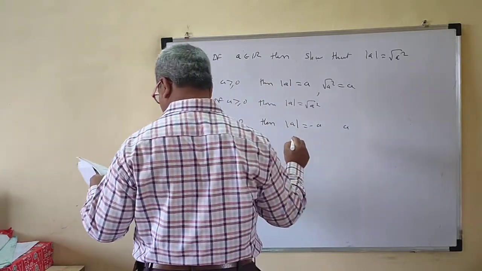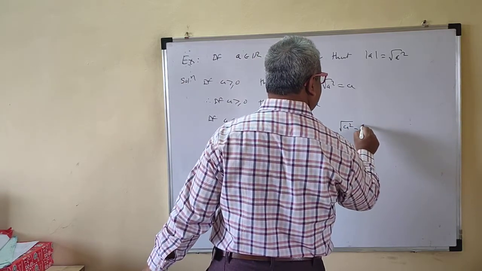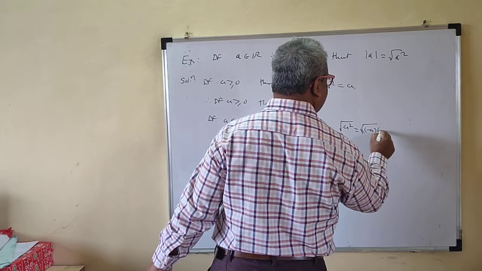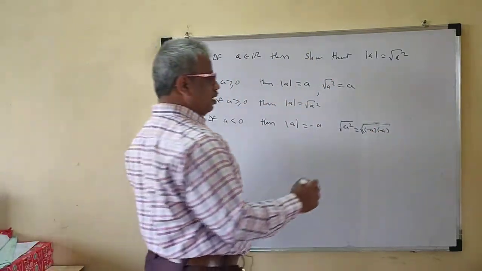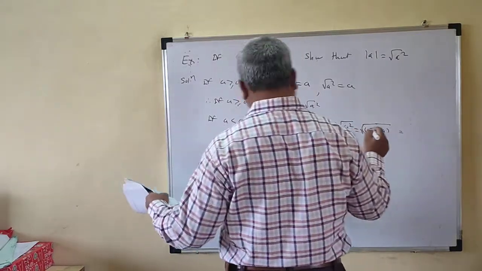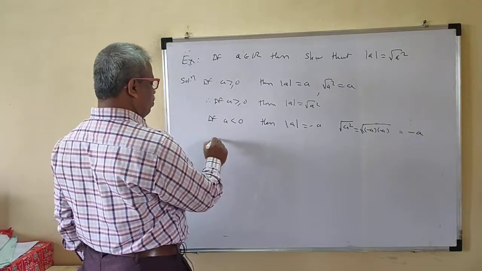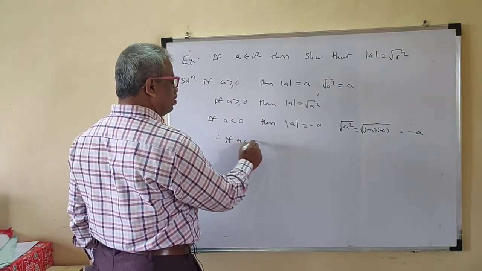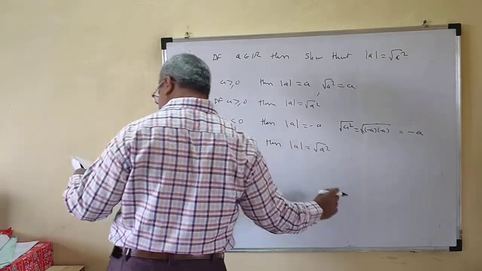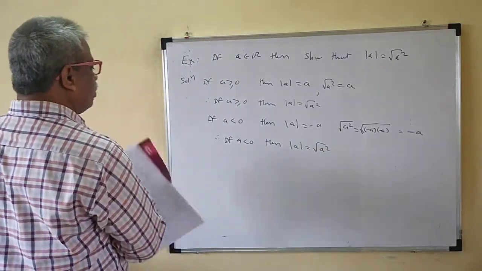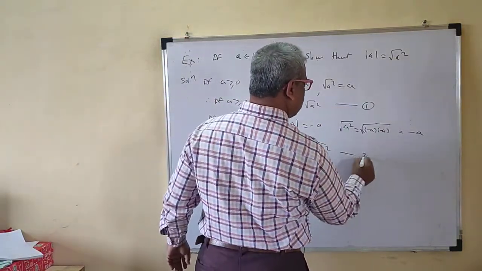and root of A square is the same as root of minus A into minus A. Root of A square is minus A. So this is the same as minus A. So therefore, if A is less than 0, then mod A is equal to root of A square. So thus, I call this 1. I call this 2.